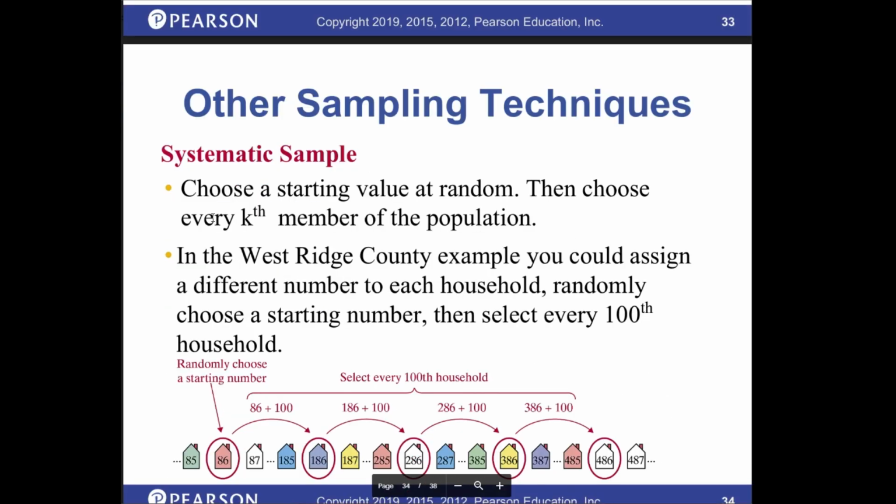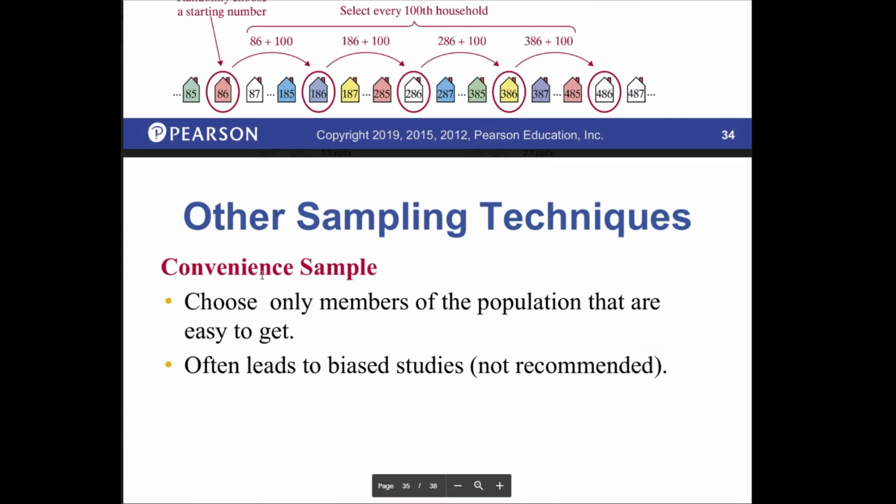And then a systematic sample is choose a starting value at random, then choose every kth member of the population. And in the Westridge County example, you could assign a different number to each household, randomly choose a starting number, then select every 100th household. So we could choose any number, and then selecting every 100th household, it will make it a random kind of sampling, allowing more varied results.